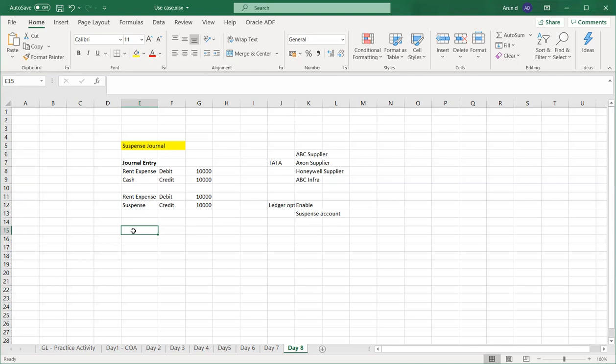If I enable this option, I don't need to correct the journals that I'm uploading every month. I don't need to correct them again and again, so I can directly upload them. But this is the only advantage that we have. Apart from that, we have many disadvantages.